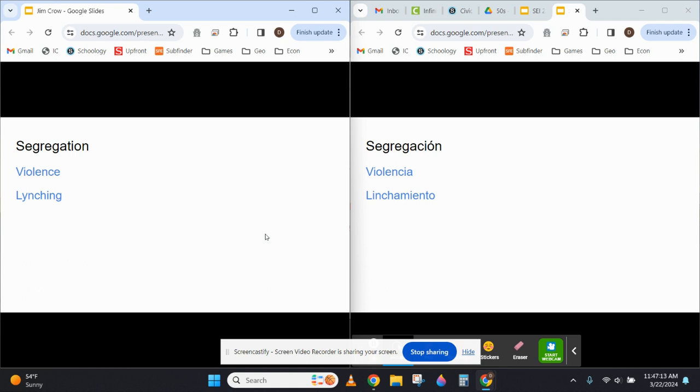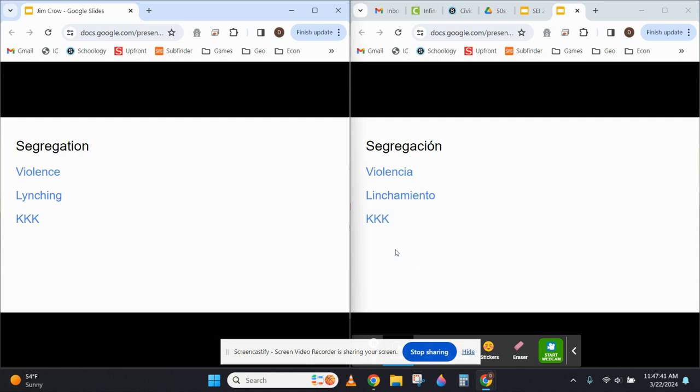Lynching is a terrible thing. This is when someone gets killed and hanged. This was a punishment used for African Americans, often without the justice system involved. So the community would decide that someone was guilty, whether they were or not, and they would kill, usually young men, and hang them in the streets for everyone to see.